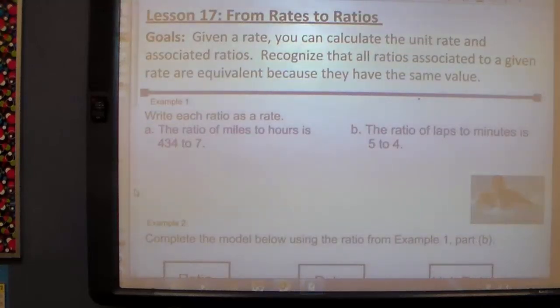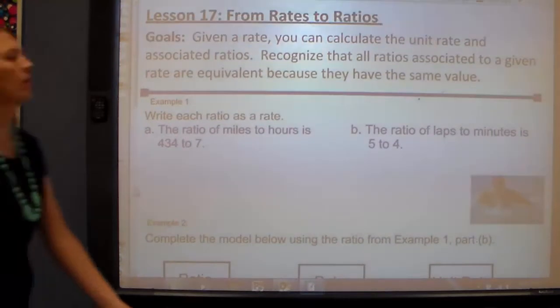Lesson 17, From Rates to Ratios. Goals. Given a rate, you can calculate the unit rate and associated ratios. Recognize that all ratios associated to a given rate are equivalent because they have the same value.